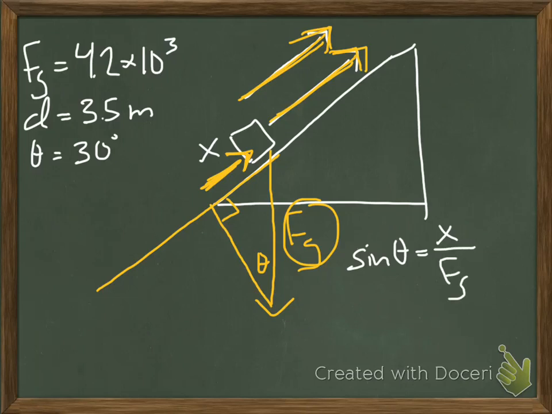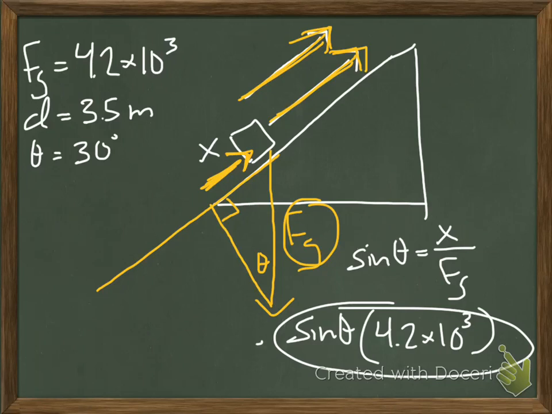So if we just cross multiply, we can cross multiply the sine of the angle times the force of gravity, and then we'll get x. So in this case it would be sine of 30 times the force of gravity, which is 4.2 times 10 to the third. And if you plug that into your calculator, that will give you this force right here.